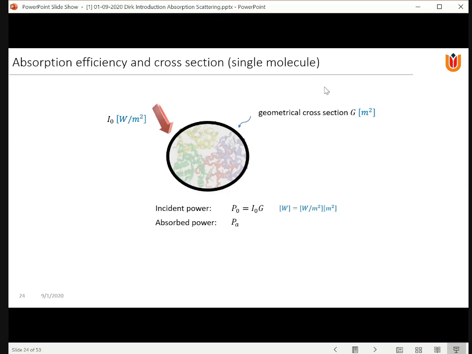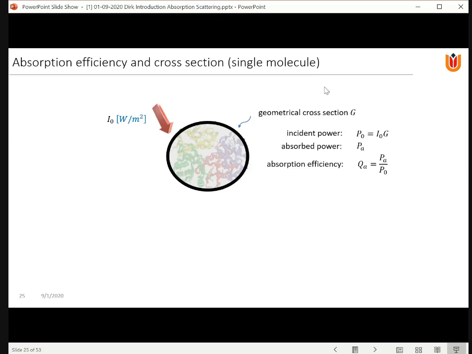Now also assume that this molecule absorbs a certain amount of light, a certain amount of power. So we can also define the absorbed power as P sub A. And that allows us to define the first absorption property of this molecule, the so-called absorption efficiency, namely the ratio of the amount of absorbed power over the incident power, PA divided by P0.